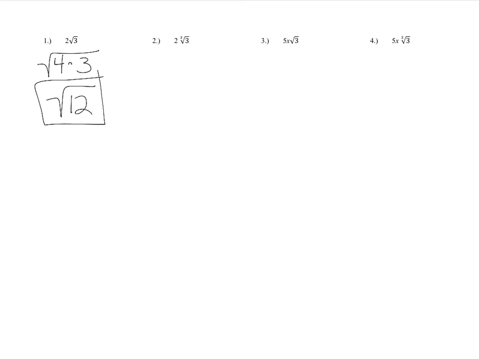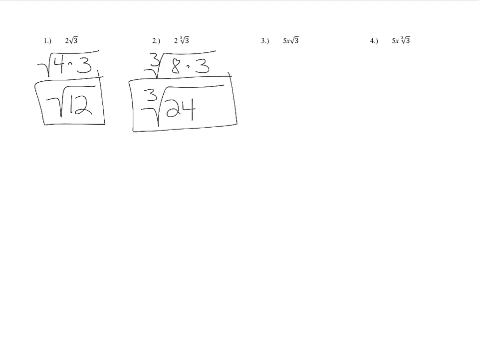But if it's a cube root, sorry, then you're cubing the 2. 2 cubed is 8. You're putting it back in there with the 3. This is a cube root. 8 times 3 is 24. So this would be the cube root of 24. Done.